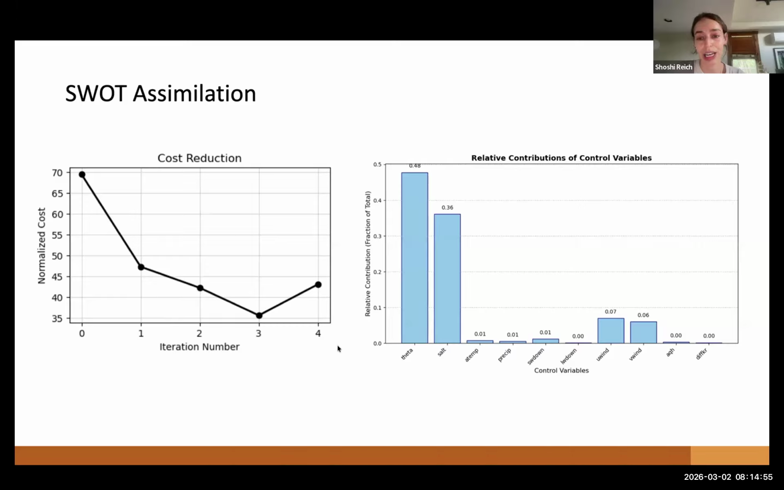But when I look at the relative contributions of the different control variables and what our cost is most sensitive to, I see that the initial conditions really take the lead there. Out of all of the atmospheric forcings, the winds are the highest, which I think makes sense for this relatively short run. I have some ideas about this, but like I said, it's very early stuff we're looking at.